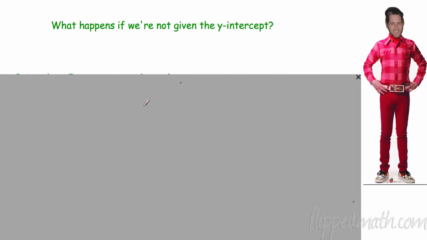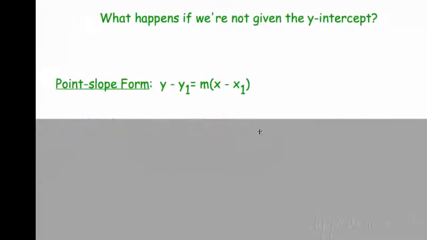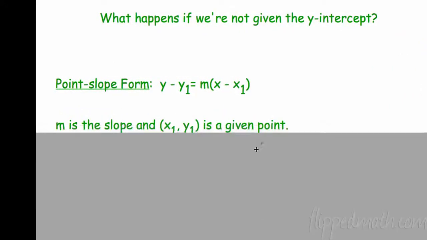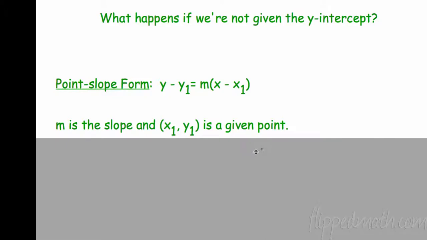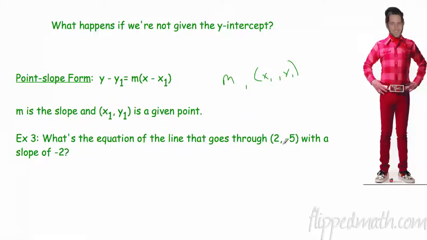What happens if we're not given a y-intercept? Instead, we're just given a point and a slope. And then we have a new form, and it's called point-slope form. Alright? So the general formula is y minus y1 equals m times x minus x1. And again, x1 and y1 is a given point. So I'll give you a slope and a point, and we're able to plug that into our equation. Let's try one.